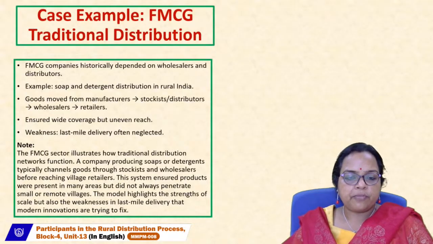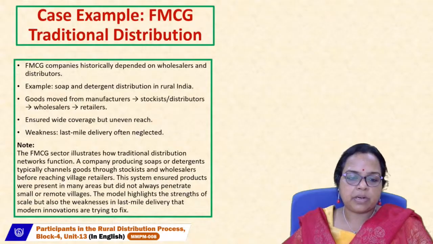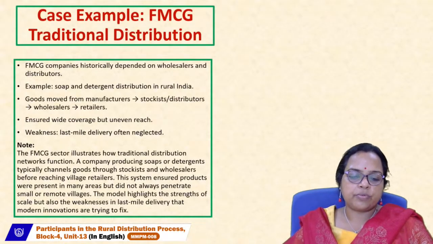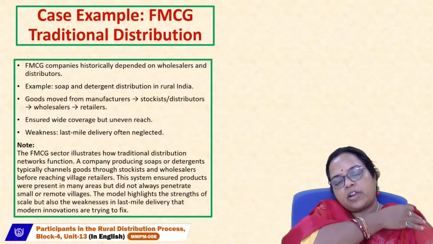Goods moved from manufacturer to stockists, then to wholesalers, then retailers. It ensures wide coverage but uneven reach. So what is the weakness? Last mile delivery often gets neglected. This model of FMCG distribution highlights the strength of scale but also the weakness in last mile delivery that modern innovations are trying to fix.